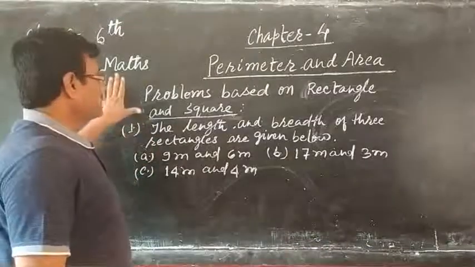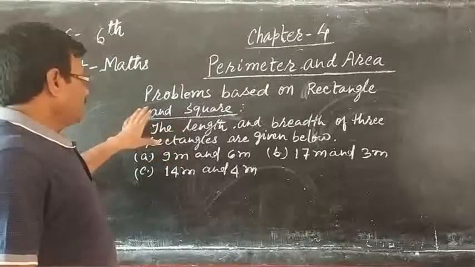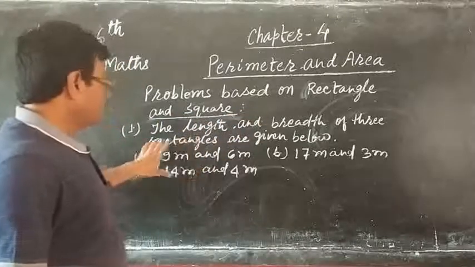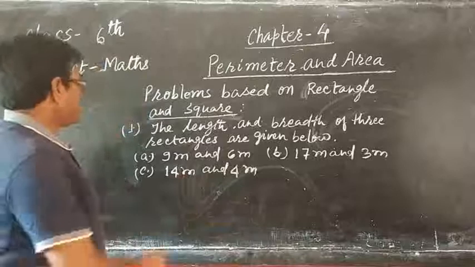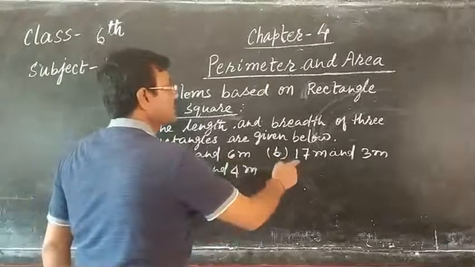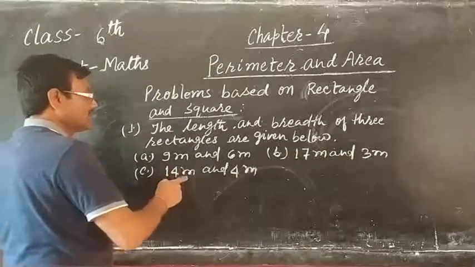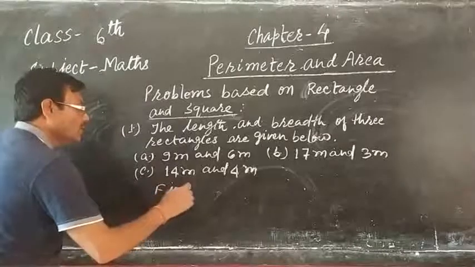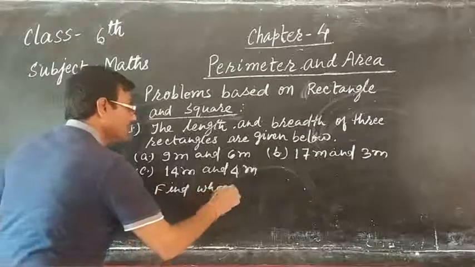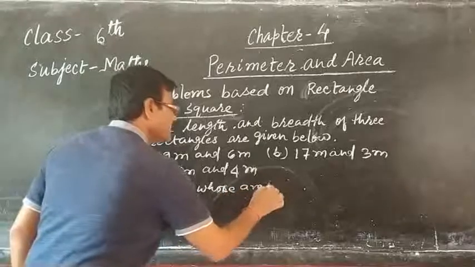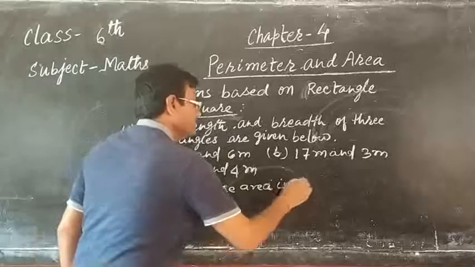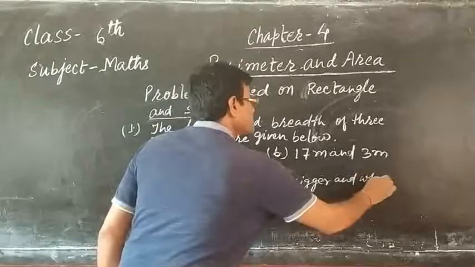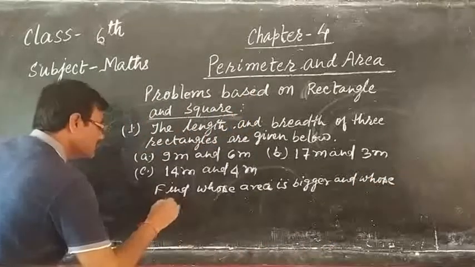Now children, we will solve some problems. First question: the length and breadth of three rectangles are given as first 9 meter and 6 meter, second 17 meter and 3 meter, and third 14 meter and 4 meter. Find whose area is bigger and whose is less.